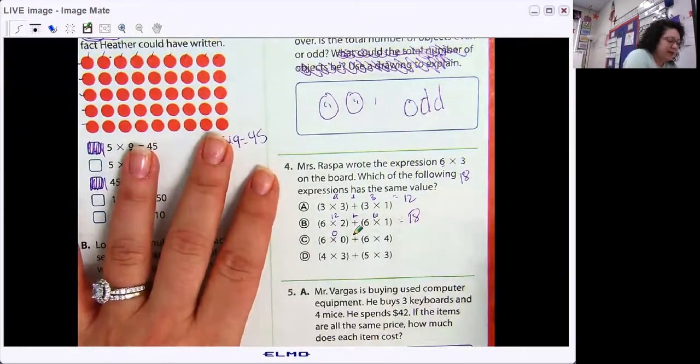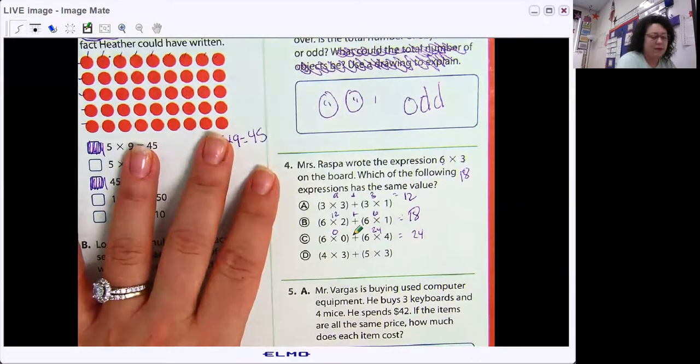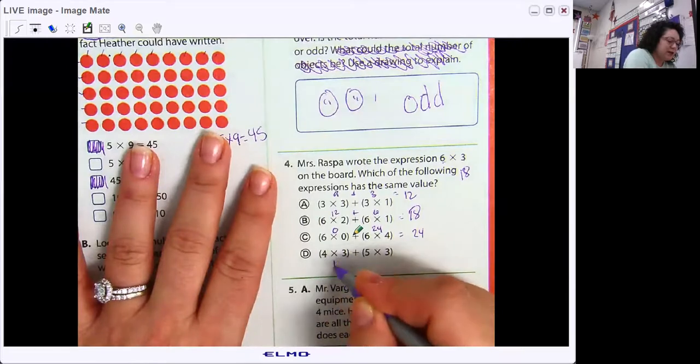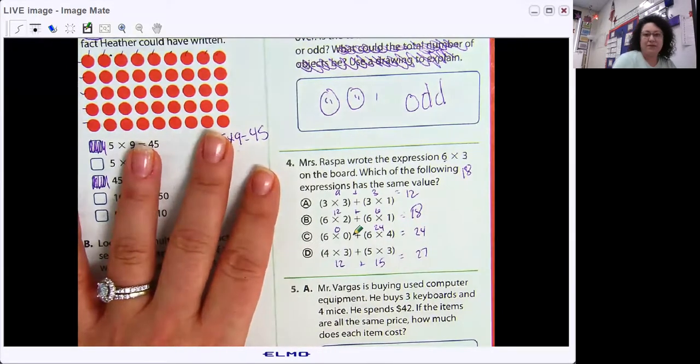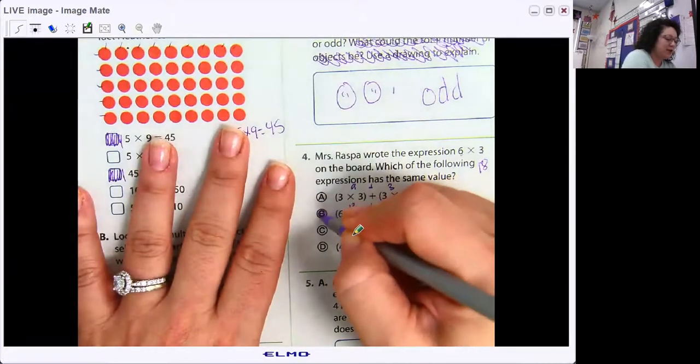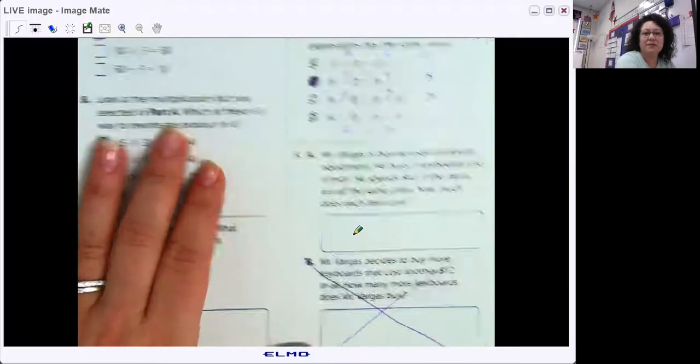6 times 0 is 0. 6 times 4 is 24, and 0 plus 24 is 24. 4 times 3 is 12, plus 15 equals 27. So B is correct. Hopefully you got a star.